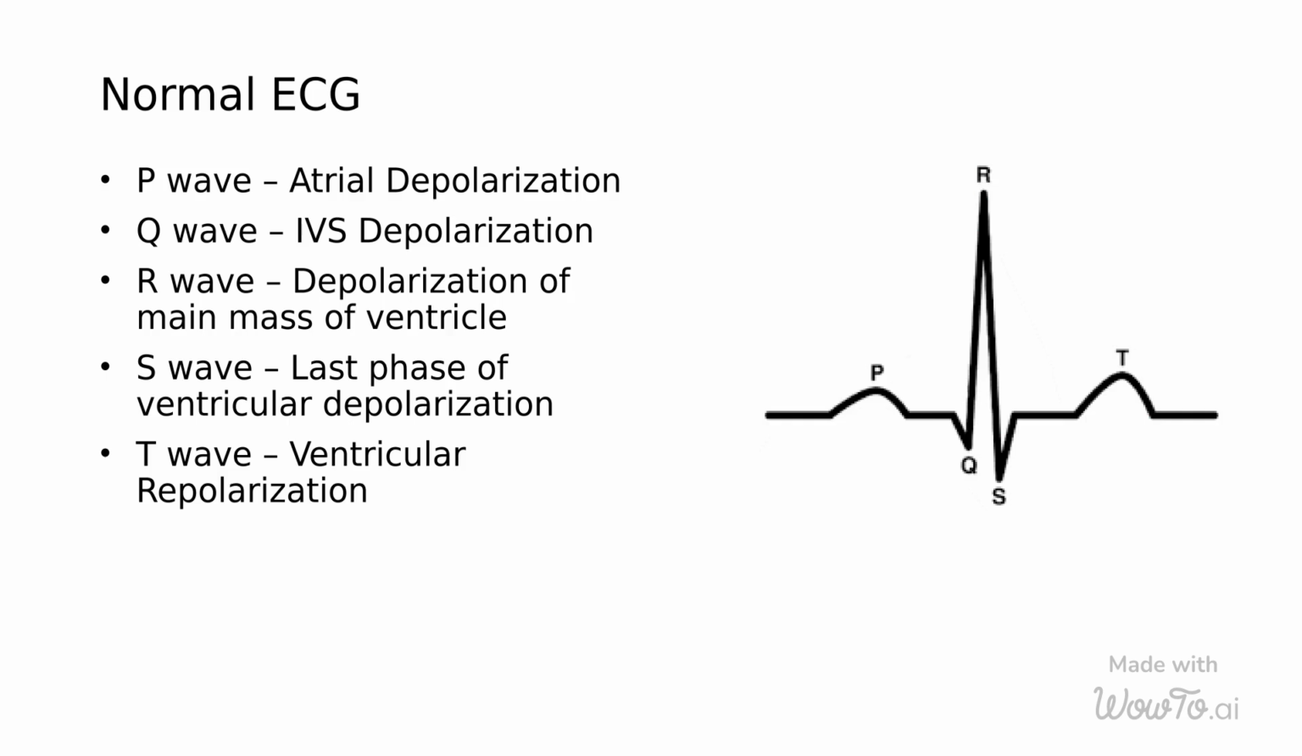The R wave is the most prominent wave in the ECG and represents the depolarization of the main mass of the ventricles. This is the phase where the ventricles, the heart's lower chambers, contract to pump blood to the lungs and the rest of the body.